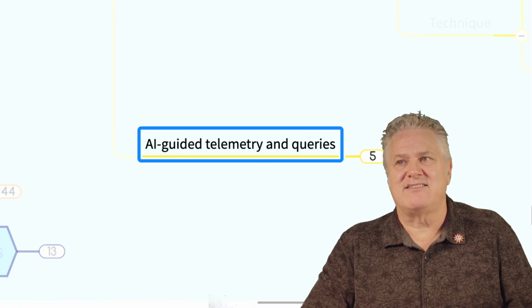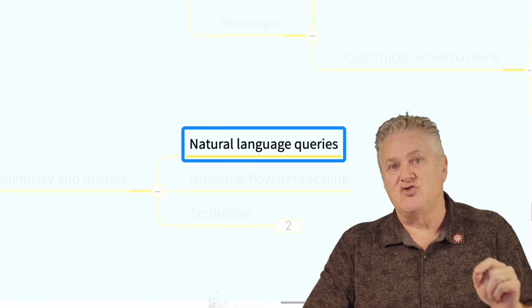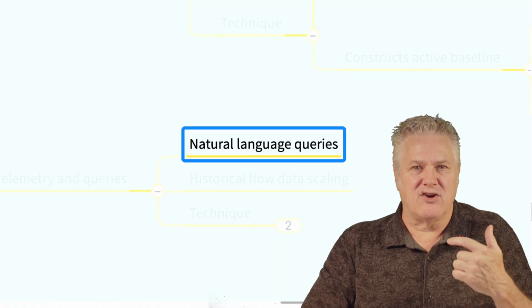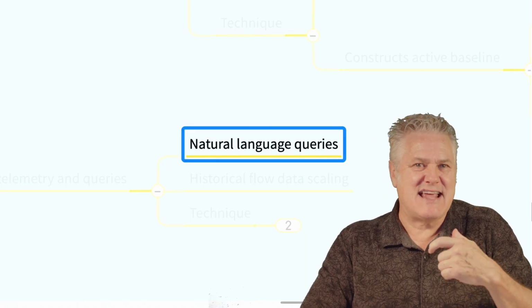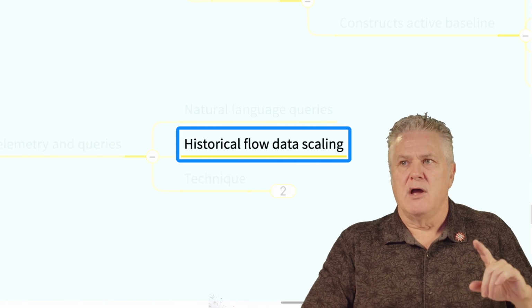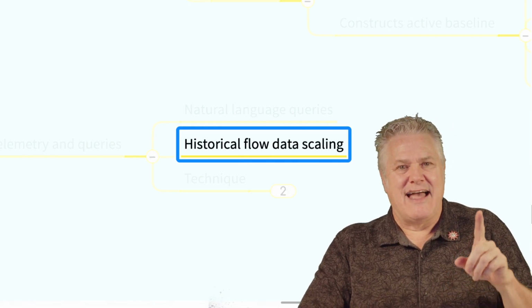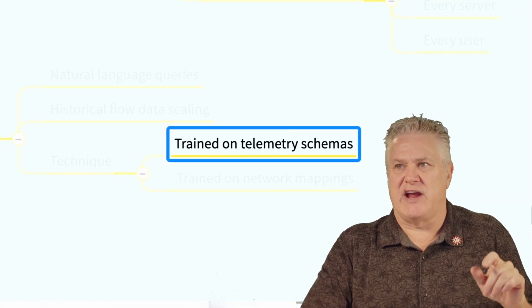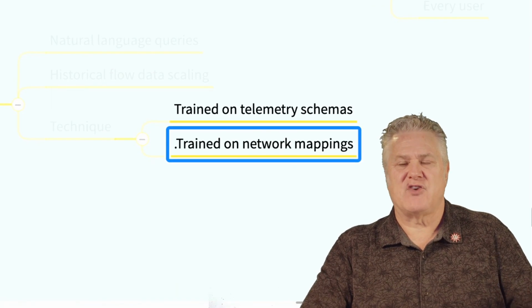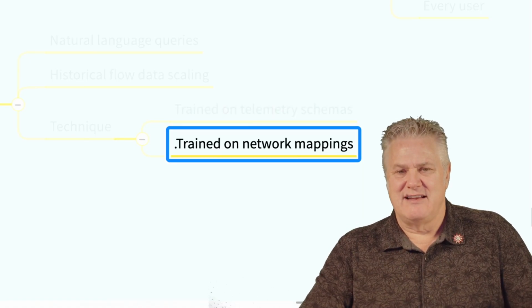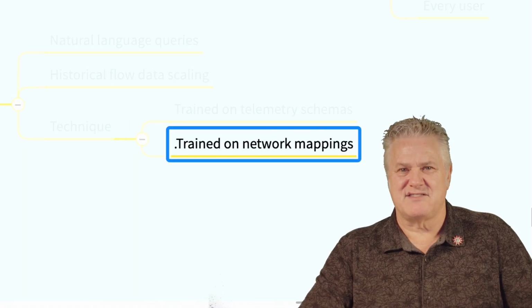Last one is AI-guided telemetry and queries. We can now do natural language queries against a lot of this data when we can articulate it as a person, but we can't say it in packet speak because we don't have the right regex in our mind. We can look at the historical flow of data and scaling and make sure that we can actually get that done. The technique here is trained on the telemetry schemas and trained on the network mapping. So that's how AI is changing network collection tools and techniques.